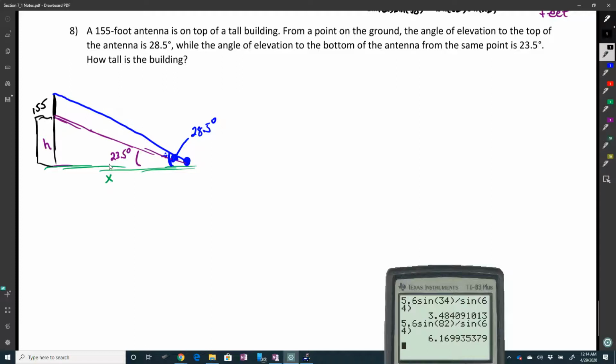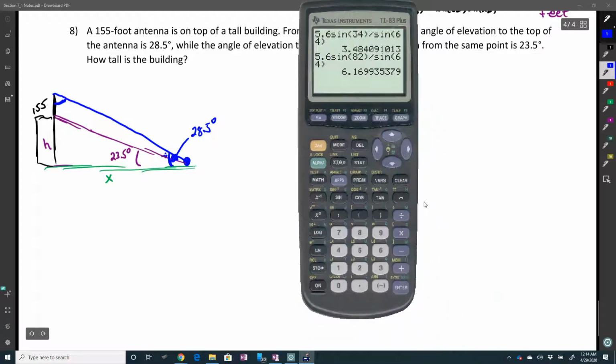Okay, so from the law of sines, first let's find my remaining angles. I know that this angle up here has to be 180 minus 90, because that's the right angle, minus 28.5. That's 61.5. And then there's this angle down here, and that's going to be 180 minus 90 minus 23.5. That's 66.5.